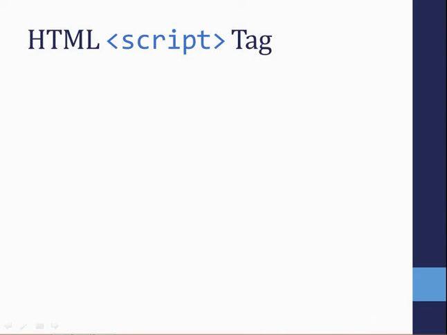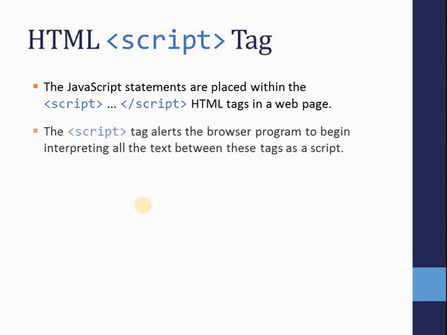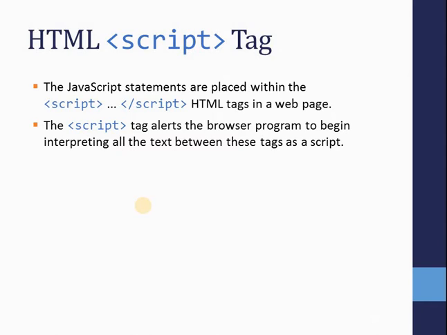Hi everyone. So now let's see how we can add our JavaScript code into our HTML code, or I can say how we can add our external JavaScript file into our HTML code. Whenever we want to write our JavaScript code, we should use the script tag, which is in a pair. That means an opening script tag and a closing script tag. The script tag alerts the browser program to begin interpreting all the text between this tag as a script.